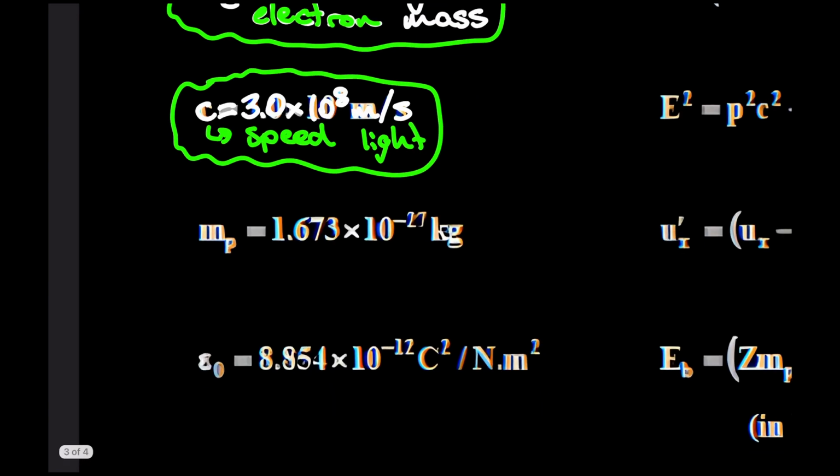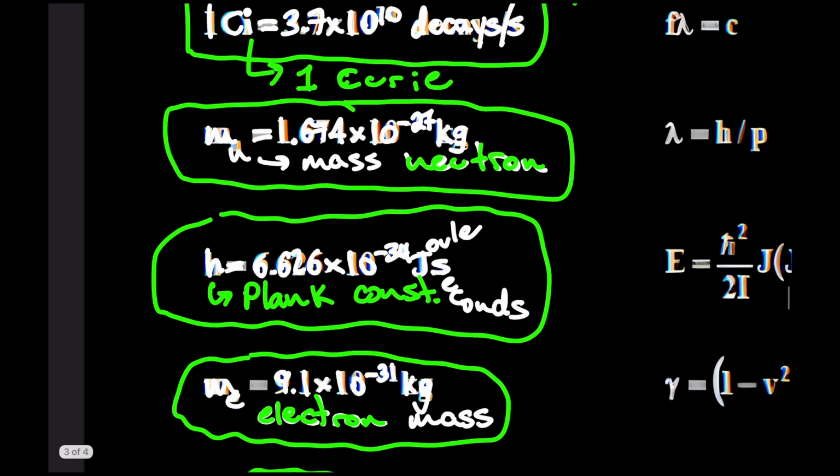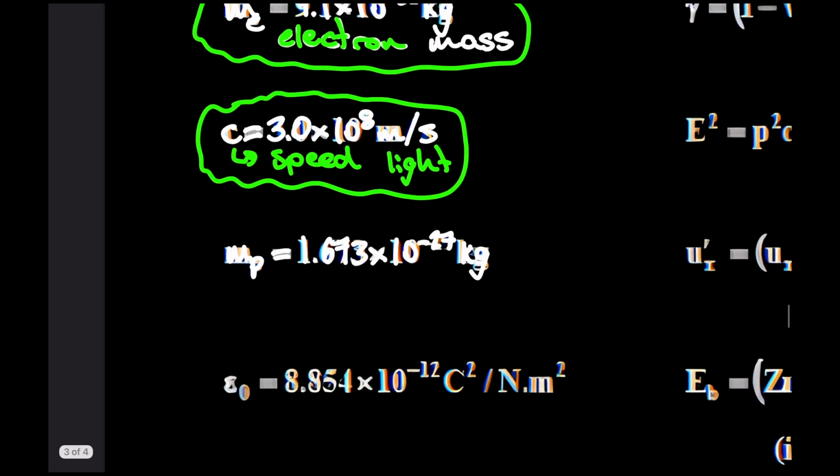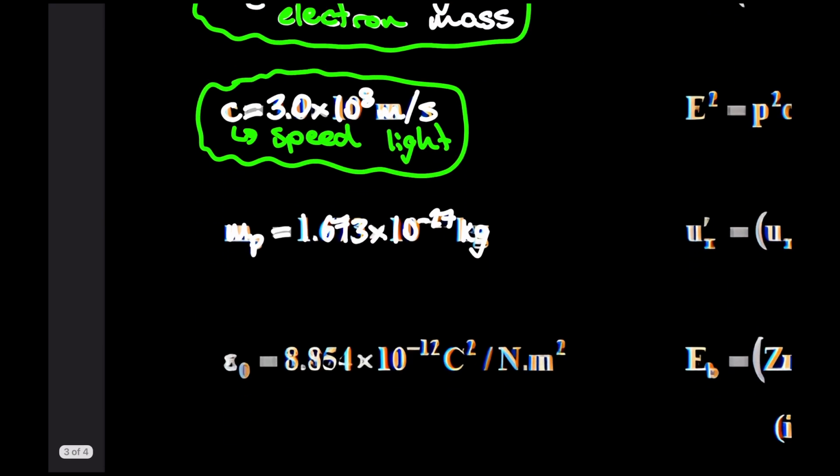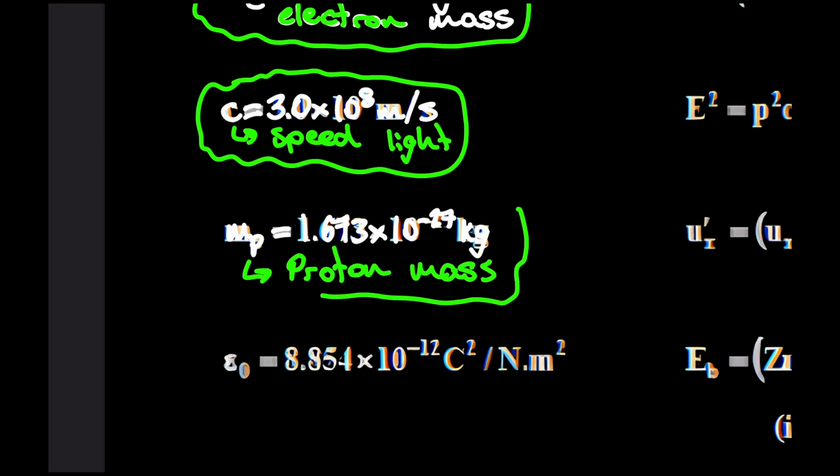We got another mass over here. Mass proton, in this case, 1.673 times 10 to the negative 27 kilograms. I remember it's the mass of the proton because it's very similar to the mass of the neutron, 1.674, 1.673. So I'm going to just write here proton mass. Again, in green, we are not done with the constants.